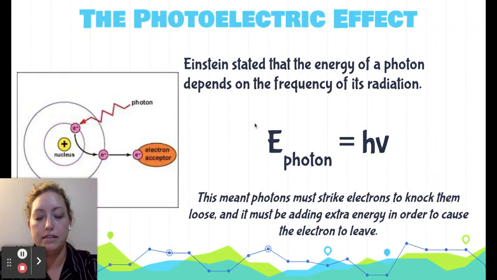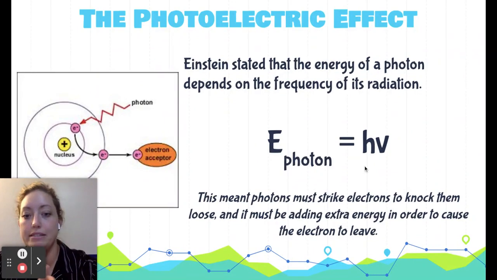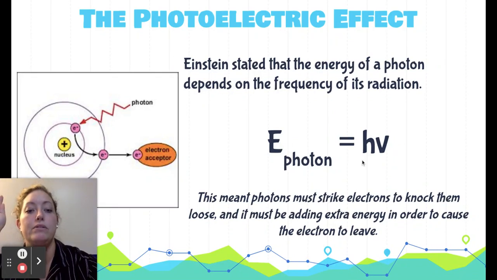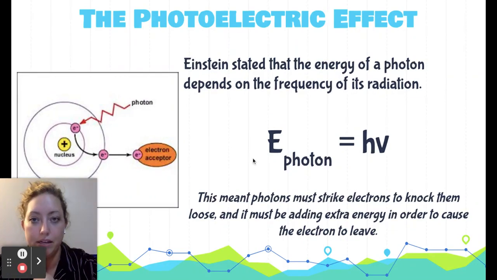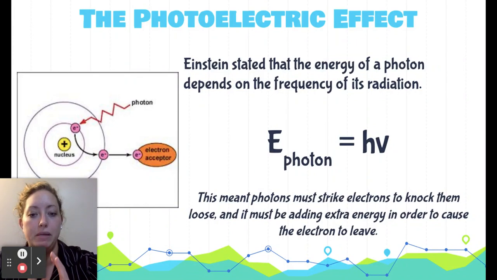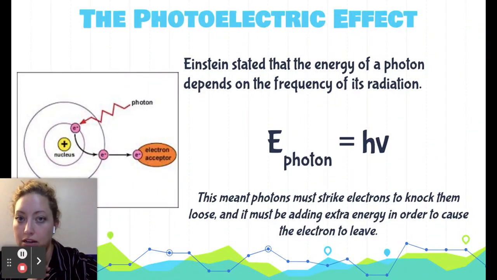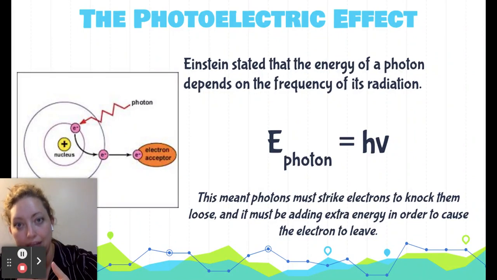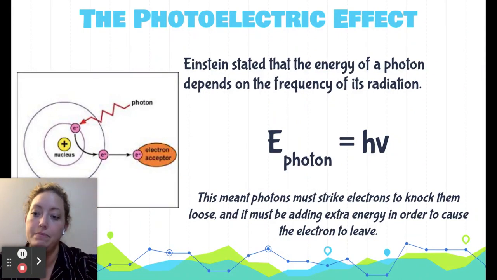So here, this is Einstein's relationship, and it's similar to the other ones we were just talking about. The energy of one photon is equal to Planck's constant times the frequency. Basically, Einstein is saying that there has to be a certain frequency in that light wave to cause a photon of light to have a certain amount of energy. You have to have enough energy coming in to cause a photon of light to be released.